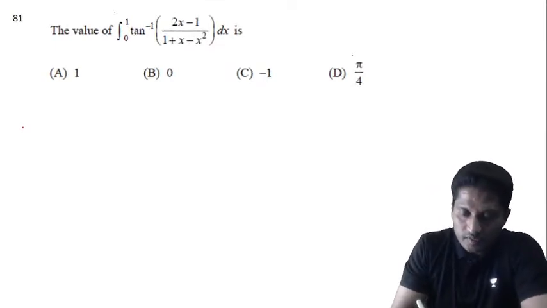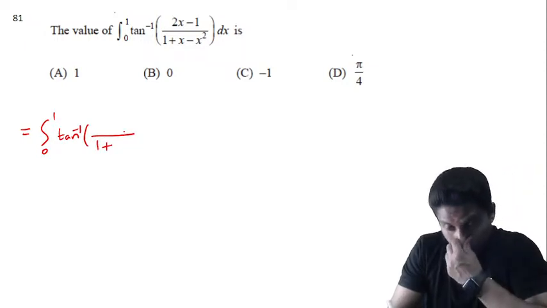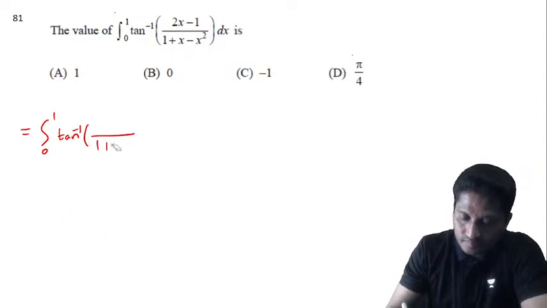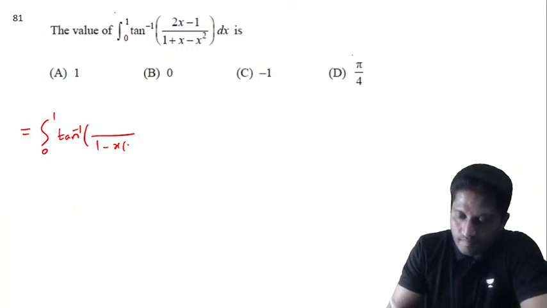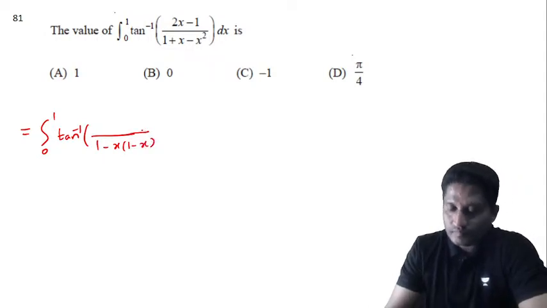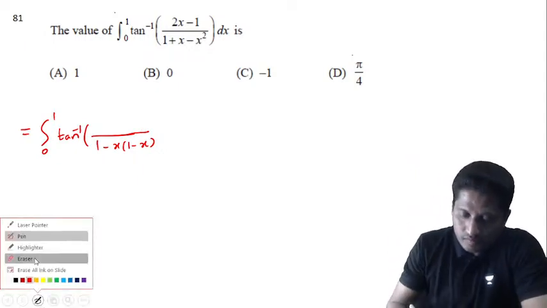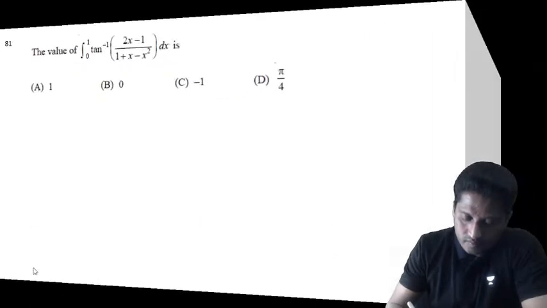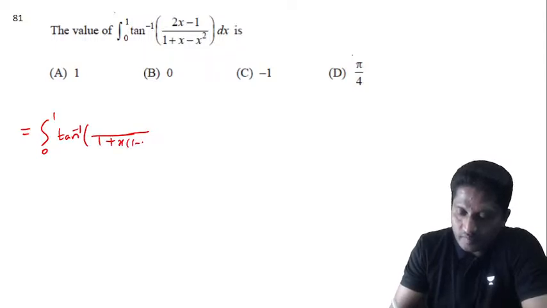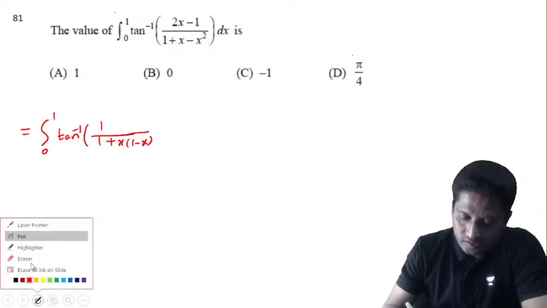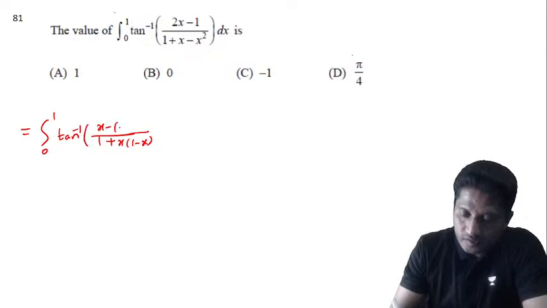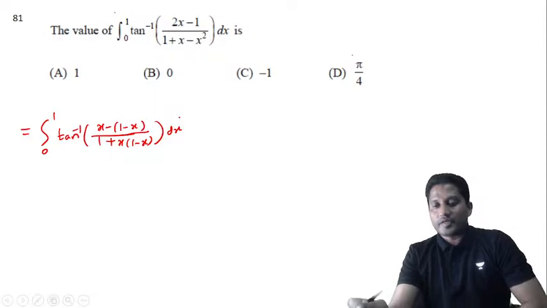Right, let's move to the next question. Question number 81. This is 0 to 1 tan inverse of 1 plus x into 1 minus x... if I take x out, one plus x into (1 minus x)... Now this is 1 minus... x minus of 1 minus x will give me 2x minus 1.